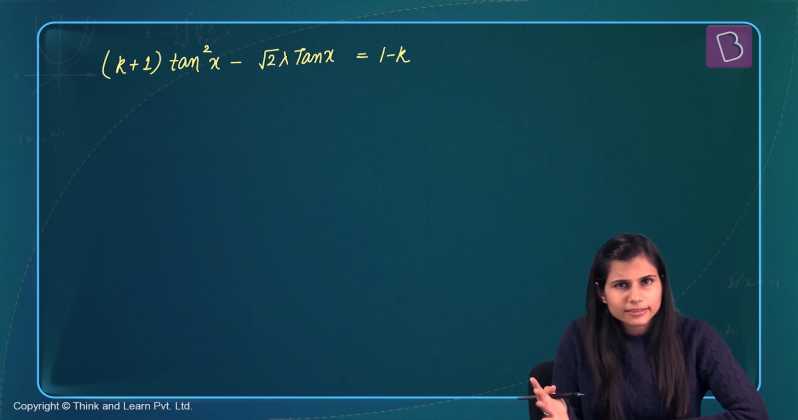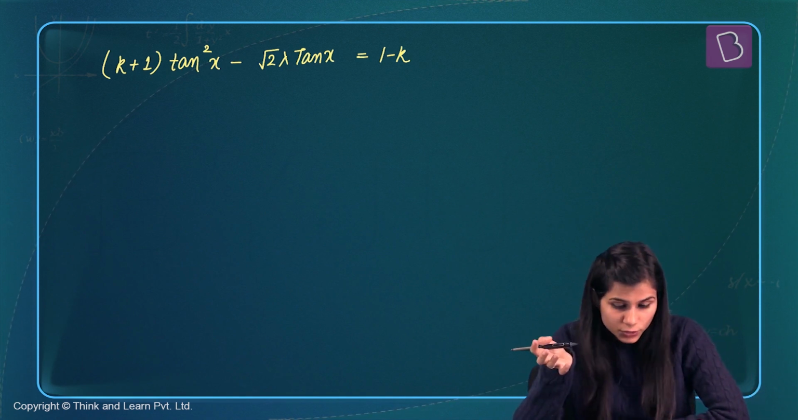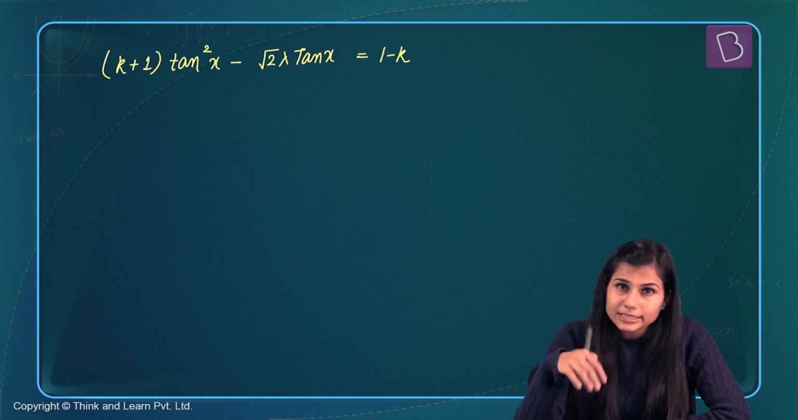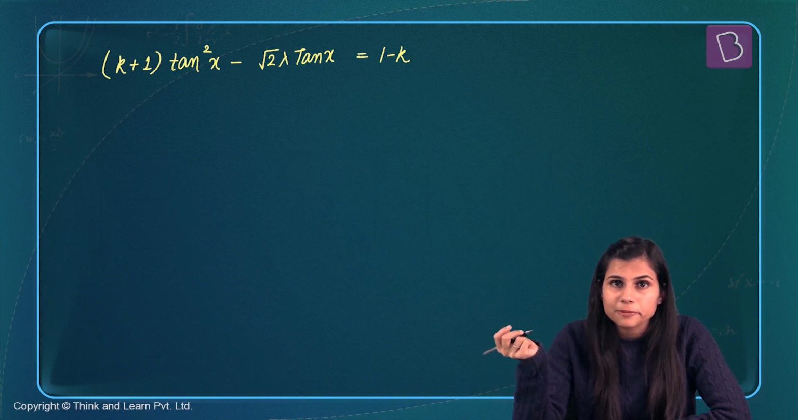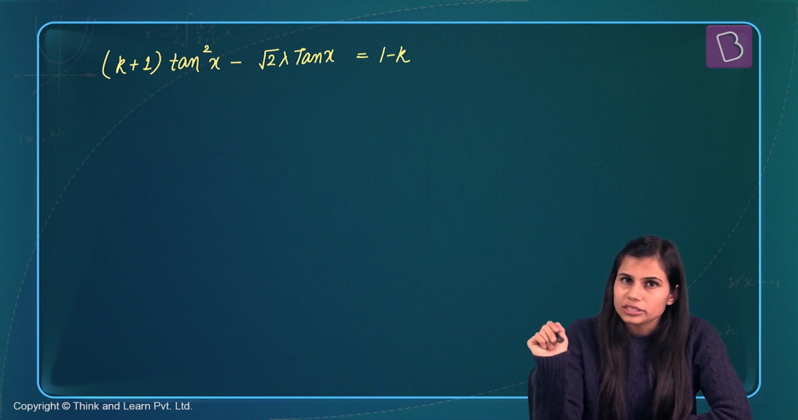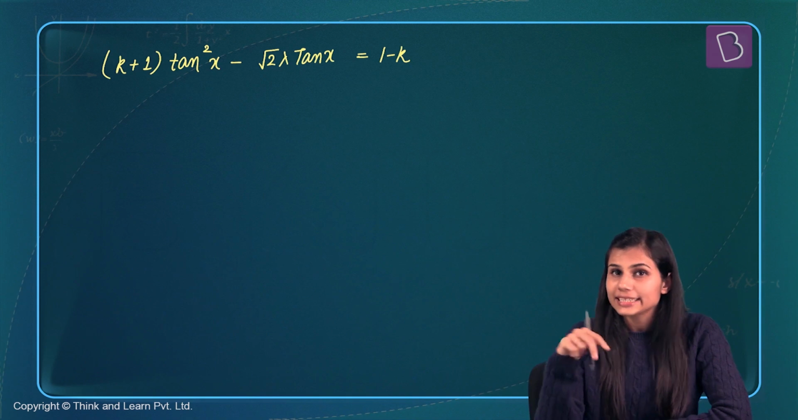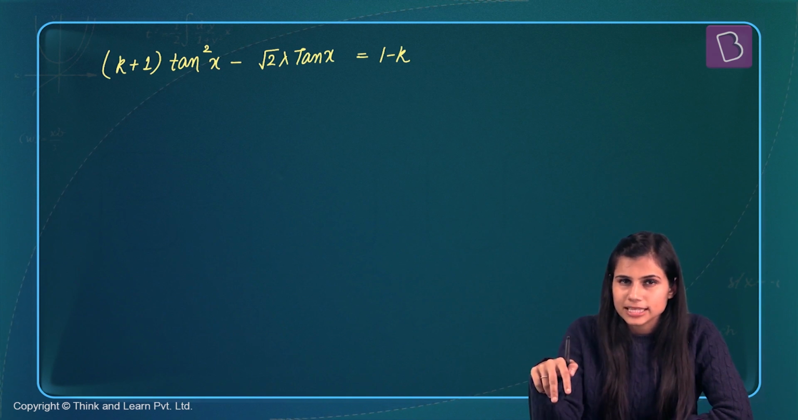Let's just take a look at this quadratic equation. It says k plus 1 times tan x whole square minus root 2 lambda times tan x equals 1 minus k. So of course, one thing which is a big time catch in here is to realize that this is a quadratic equation in tan x, isn't it?